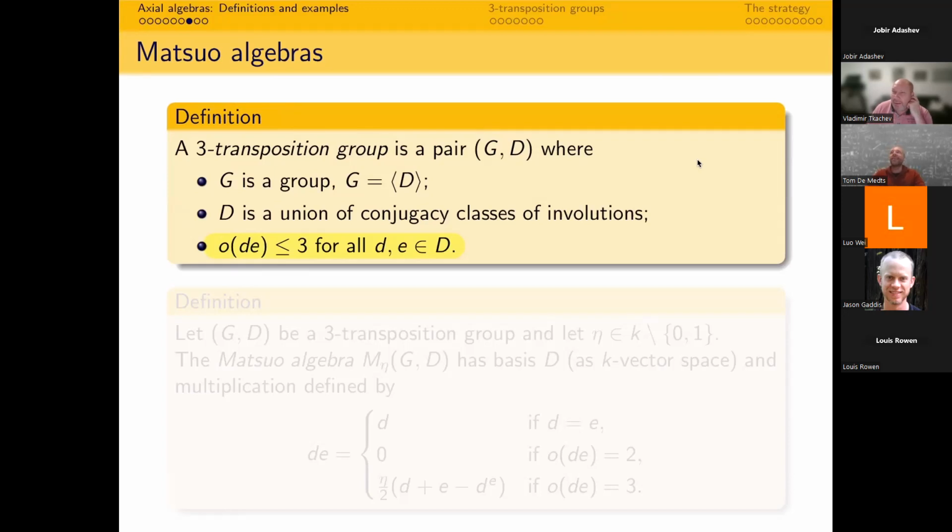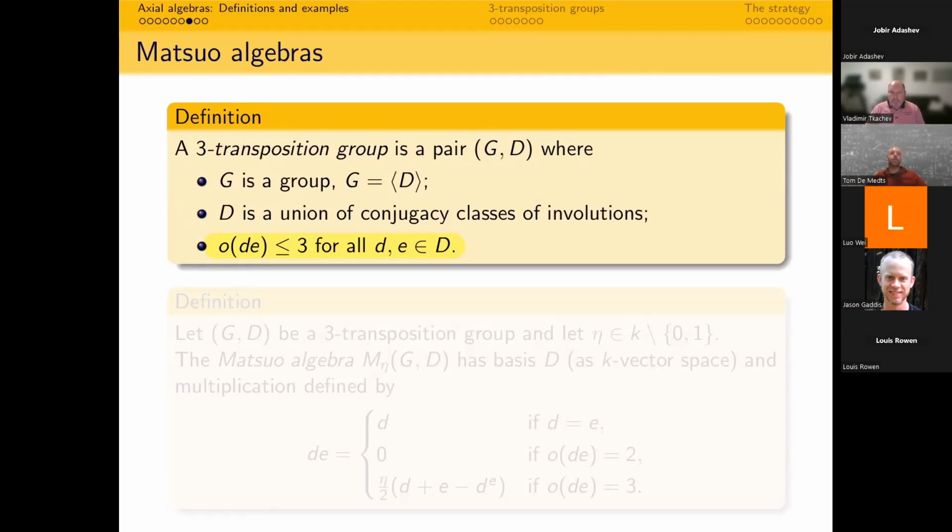But Tom, there's a question in comments. What is an involution? Yeah, an involution, thank you for asking. An involution is an element of order 2. So it's a non-trivial element with the property that the element multiplied with itself is equal to the identity. Or put differently, the element is equal to its own inverse. These are really important elements in group theory.